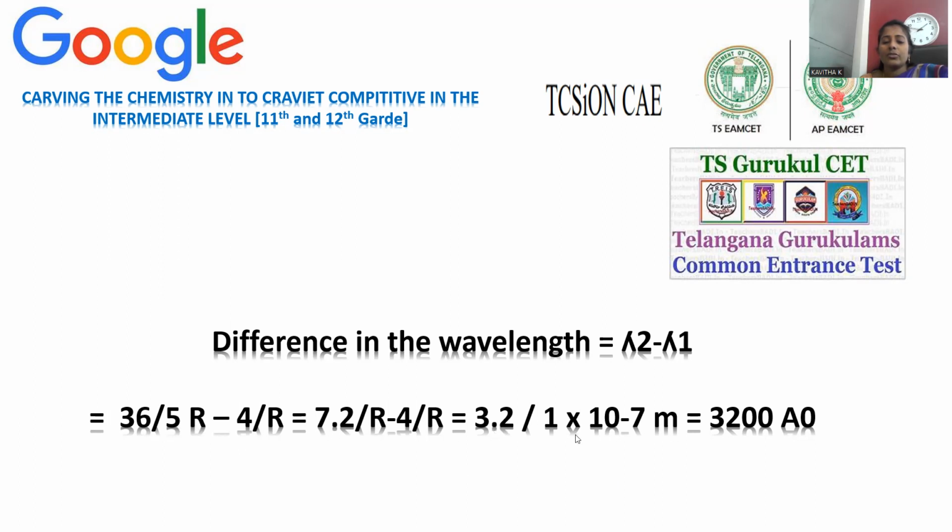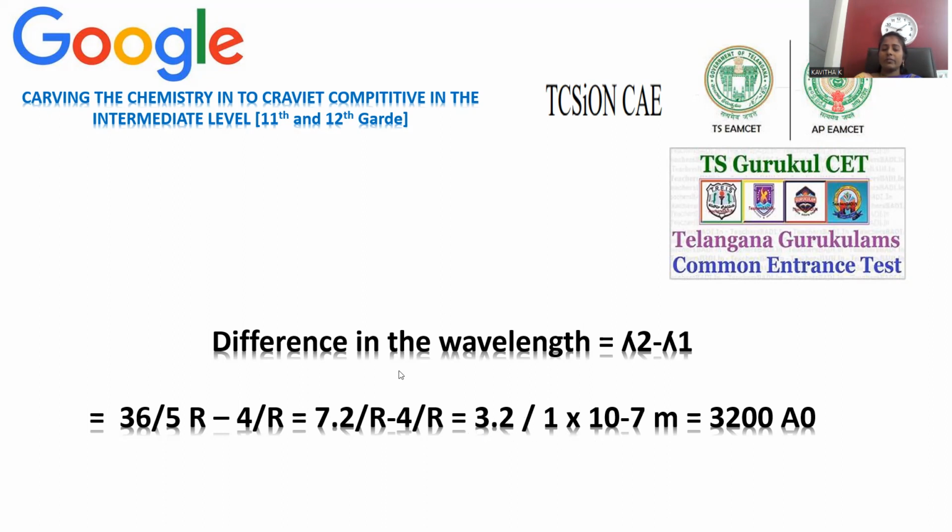Then R is known to you, that is 1 into 10 to the power 7, and the entire value is present in meters. If you want to convert meters into angstroms, 1 meter is equal to 10 to the power 10 angstroms. So that is the way. If you take this denominator value up, then it will be 3.2 into 10 to the power 7.